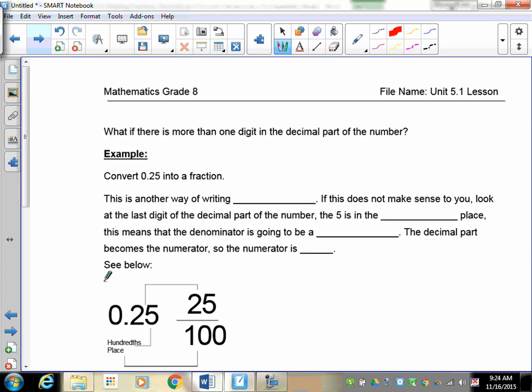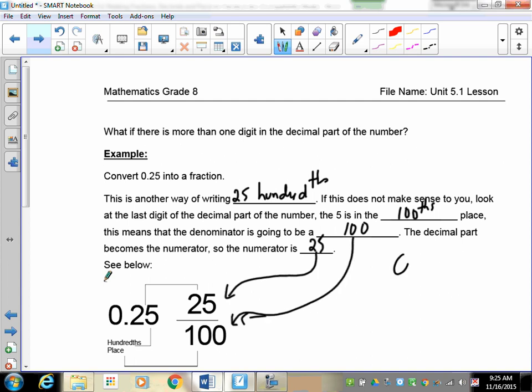So let's take a look at the next one. What happens if we have 0.25? Well, the first part would say this is another way of writing 25 hundredths. All right, so that would mean 25 hundredths would just look like this. If that doesn't make sense to you, you can look at the last digit of the number, and the 5 is in the hundredths place. So you can use that as a denominator, and that means that your denominator is going to be 100. All right. The decimal part becomes the numerator, so your numerator here is 25. So there are your two parts right there.